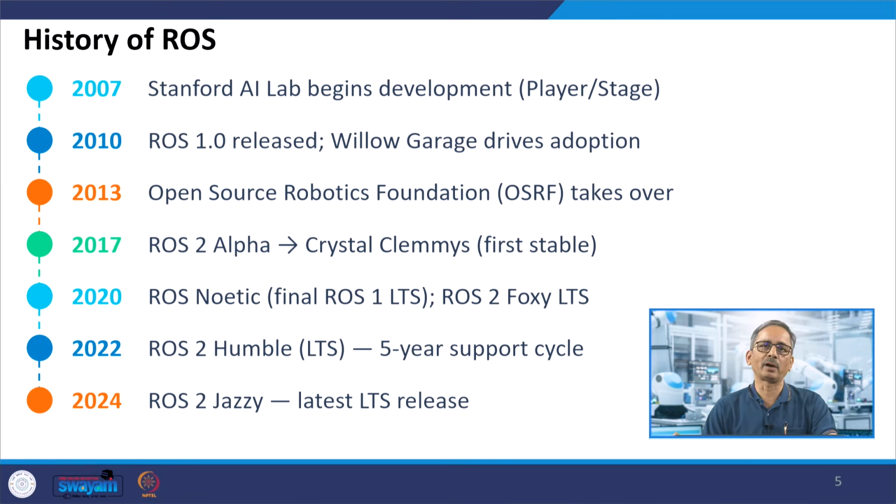The history of ROS began in the year 2007, when the Stanford AI lab began its deployment, and then in 2010 ROS 1 was released. In 2013 the Open Source Robotics Foundation took over. Then in 2017 the ROS 2 alpha came, then in 2020 ROS Noetic came, then in 2022 ROS 2 Humble, and finally in 2024 ROS 2 Jazzy. So, this is how ROS has progressed over time.